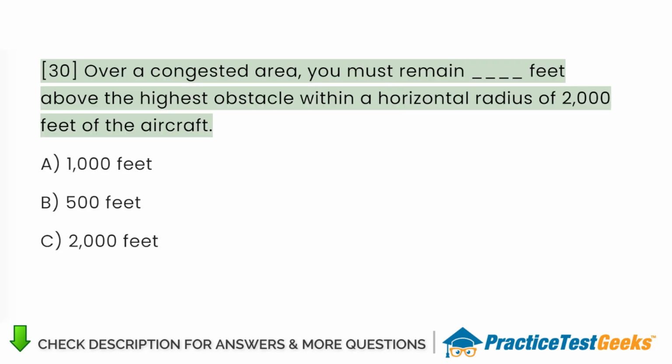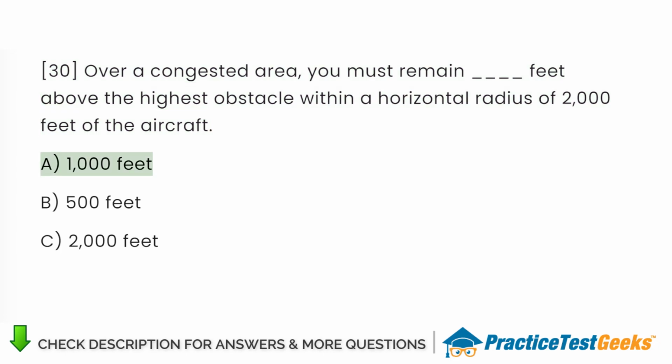Over a congested area, you must remain feet above the highest obstacle within a horizontal radius of 2,000 feet of the aircraft. A. 1,000 feet. B. 500 feet. C. 2,000 feet.